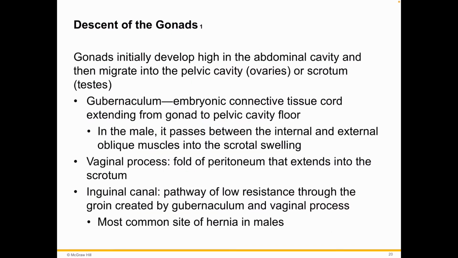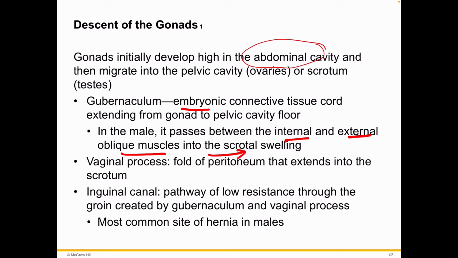Okay. So the gonads are initially going to develop, as we saw, up in the abdominal cavity, high up and taking up a ton of space. Then they are going to migrate down into the pelvic cavity, either becoming ovaries or going all the way down into the scrotum, eventually becoming the testes. The gubernaculum is the embryonic connective tissue cord extending from each of those gonads to the pelvic cavity floor. In the male, it goes between the internal and external oblique muscles into the scrotum, where there's a swelling of the scrotum.